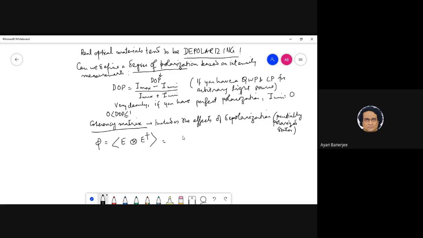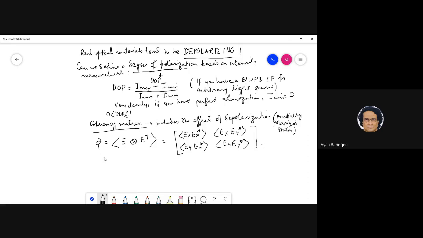Okay. So obviously if you have a 2x1 vector here, and you do a tensor product, it will become nothing but a 2x2 matrix, right? So that will become Ex Ex star, Ex Ey star, Ey Ex star and Ey Ey star. This is very, very interesting.